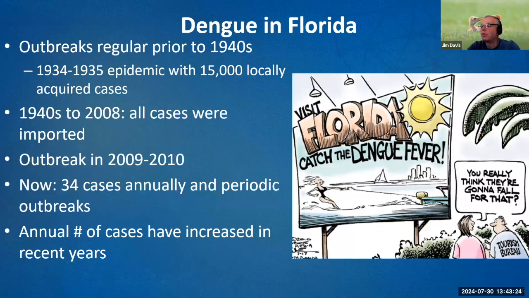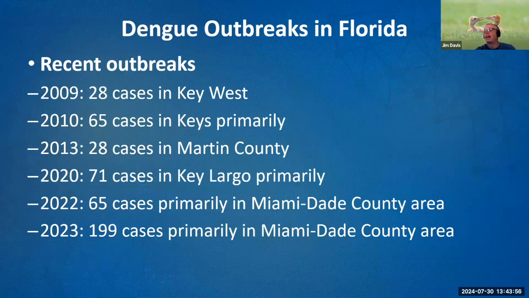You have outbreaks regularly since the 1940s. Pretty crazy. In 1934, 35, you had 15,000 locally acquired cases. You had an outbreak in 2009, 2010. And we get about 34 cases annually in periodic outbreaks. A lot of those occur in South Florida. The annual number of cases has increased in recent years. That's pretty disturbing. I love this sign, visit Florida, catch the dengue fever. That's great.